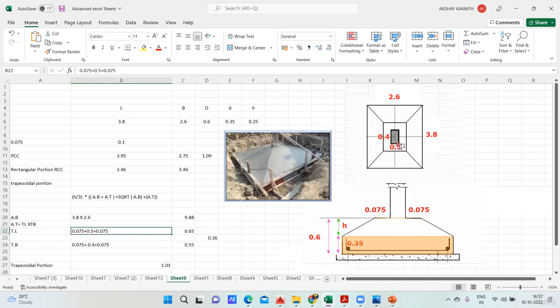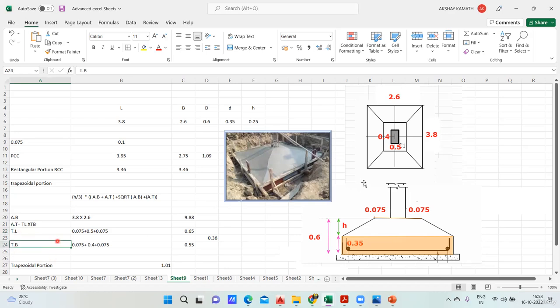I'm doing this side now. That is the column on this side. So 0.5 plus 0.075, add everything, you'll get 0.65. So one side I did now, this length side. This side also I am supposed to do, again following the same thing. That is the top breadth side. TB means top breadth side, and TL means top length side.